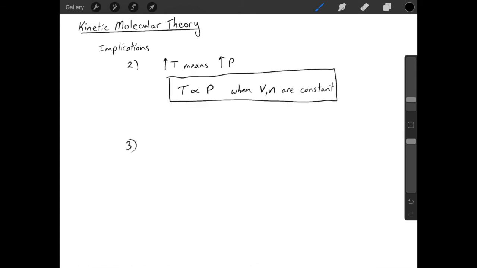The third implication of kinetic molecular theory is again going to be based on similar reasoning, and this implication is that increasing the number of moles while holding the volume and temperature constant means higher pressure. And again, writing it a different way, we can say that N is proportional to P. Number of moles is proportional to pressure.